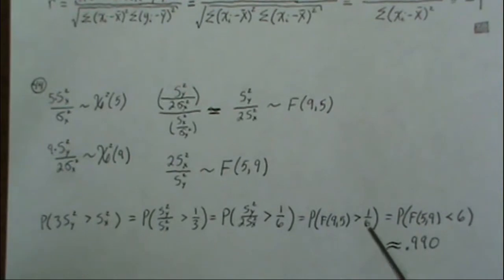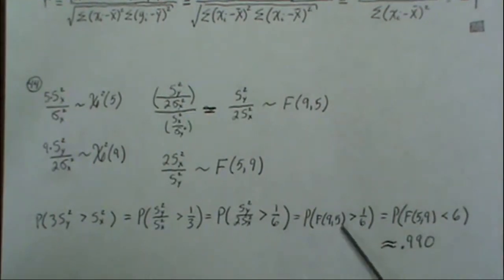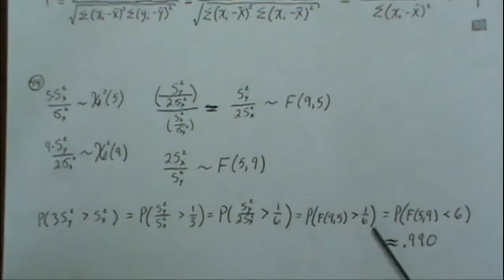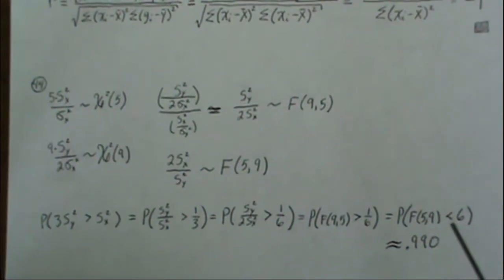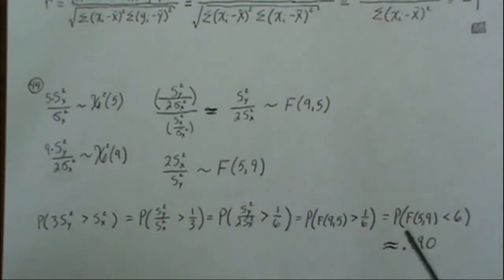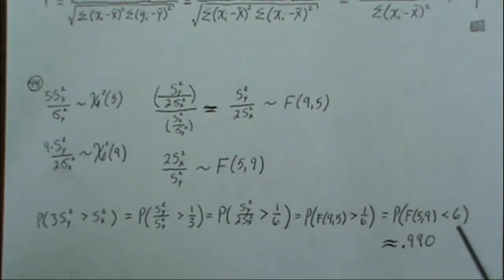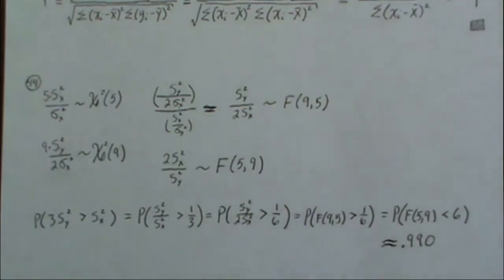And then depending upon what kind of table you have, you may have to take the reciprocal of each of those and remember to change the inequality sign, or it could be an F with 5 and 9 degrees of freedom less than 6. Either way, it's approximately equal to 0.990.